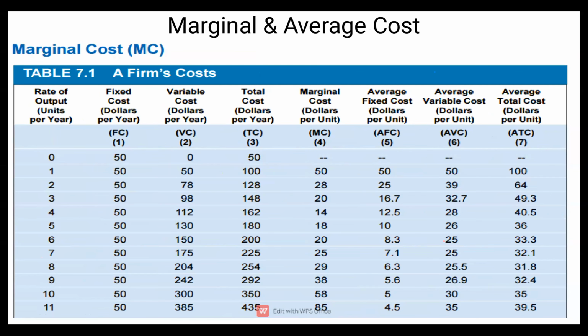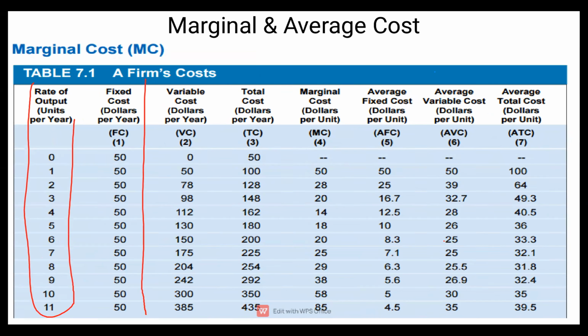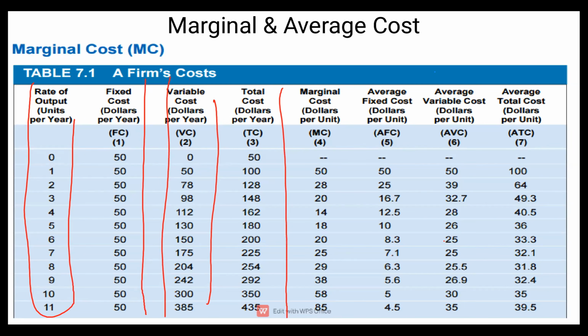When you are given a table like this one, for example, this table has the column for output and the column for fixed cost. You've seen that the fixed cost is just fixed, regardless of the level of output. From 0 output up to 11, it's just fixed at 50. Then the variable cost is this one. You're given this column for variable costs and for the total costs.